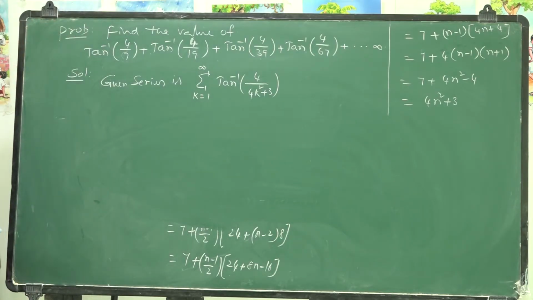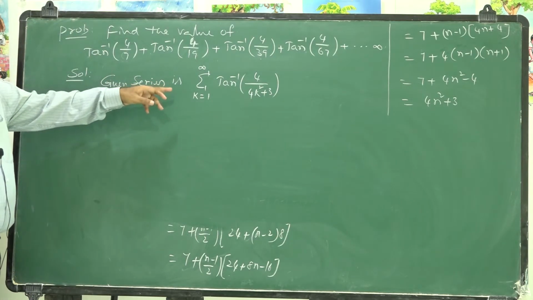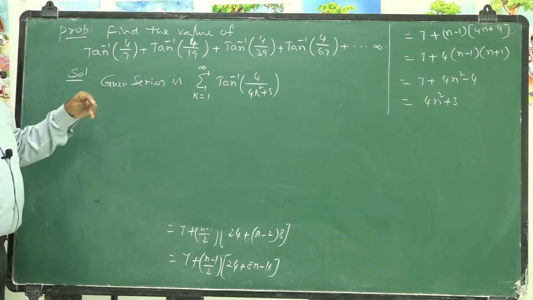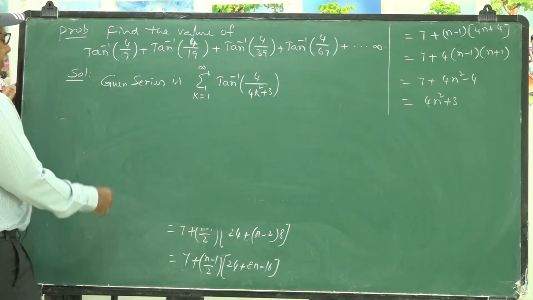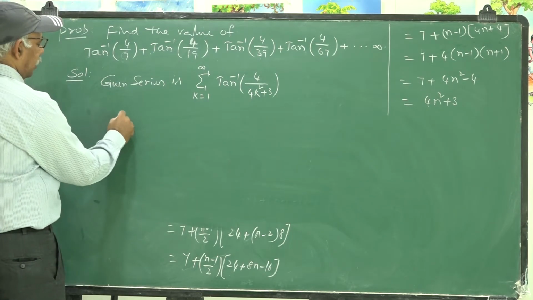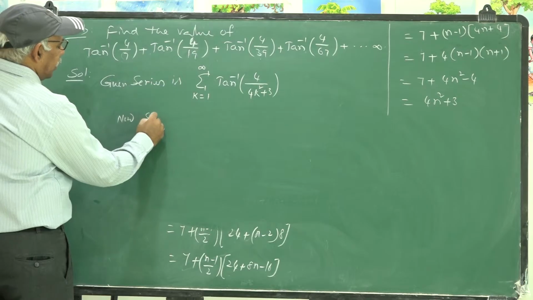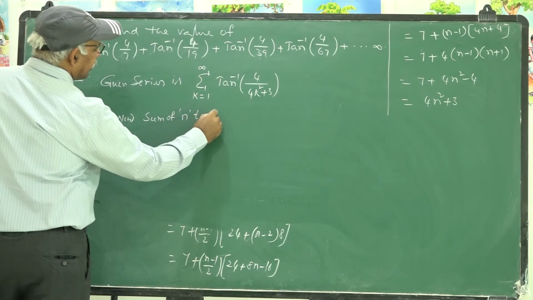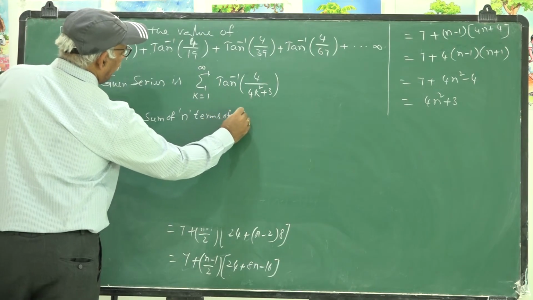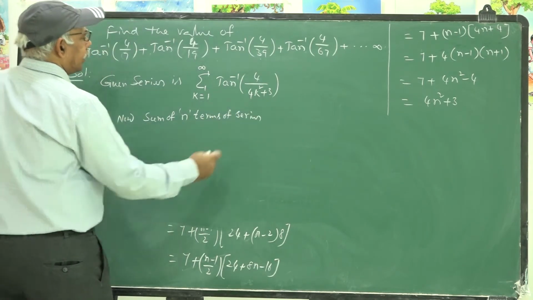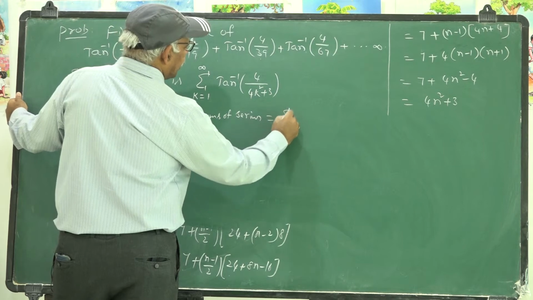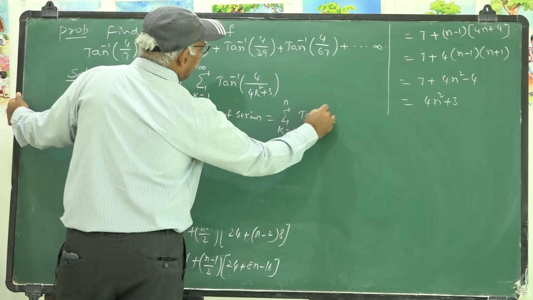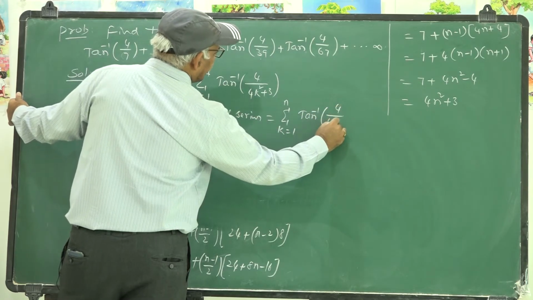So, given the series in summation form, sigma k equal to 1 to infinity tan inverse of 4 by 4k square plus 3. Now, the sum of n terms of the series is sigma k equal to 1 to n tan inverse of 4 by 4k square plus 3.